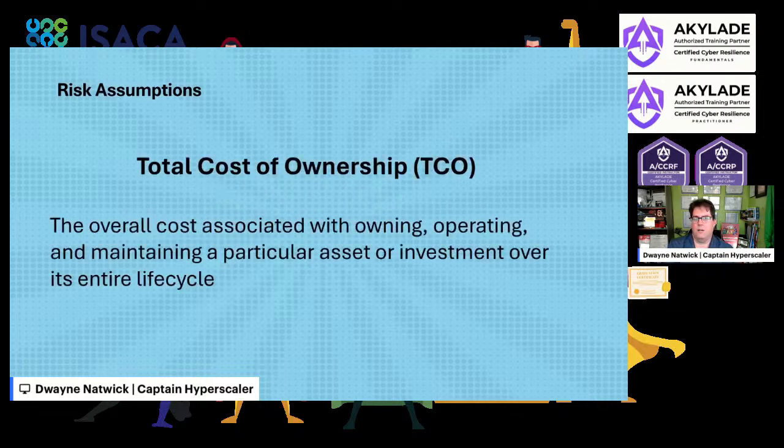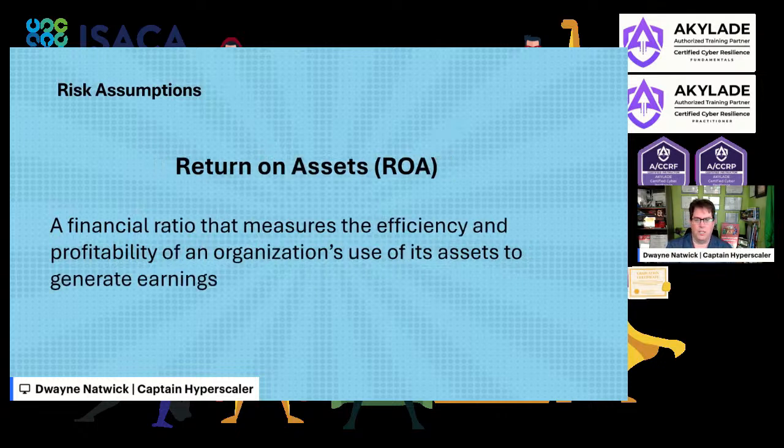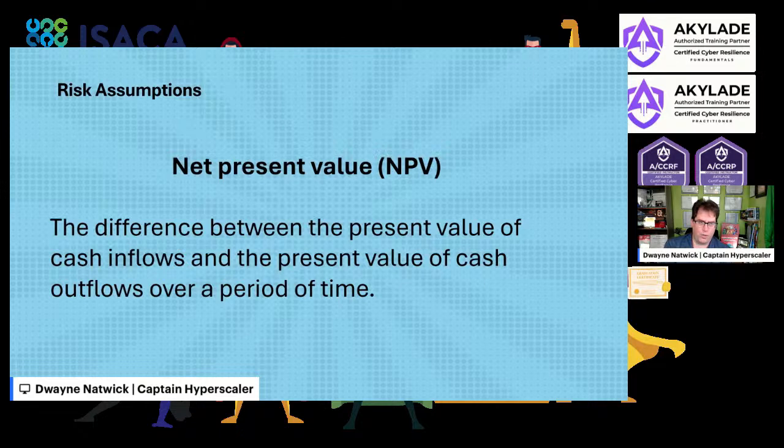Financial analysis now. Once we know all of that, then we can start looking at things like total cost of ownership. What is the overall cost associated? What's our return on investment? How do we assess the profitability of the business? And this is really key when we're analyzing our risks and building our justification to the business of why we need to mitigate this risk or put a control in place. It means looking at returns on assets and net present value.